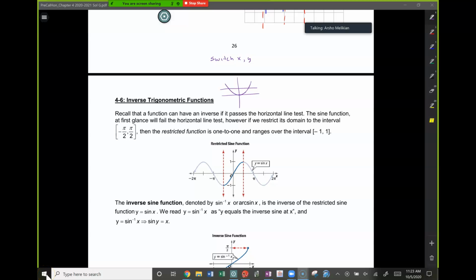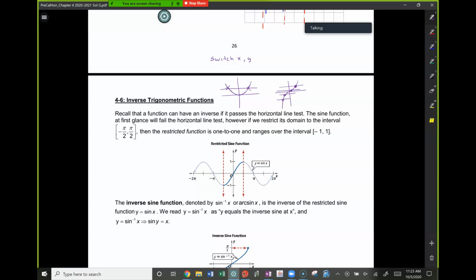But how many places? This line crosses it at 2 spots. So that parabola doesn't have an inverse function. This passes the horizontal line test because each horizontal line will only hit the graph once. Okay? So now we get to the issue of sines, and that is going to give us some trouble.